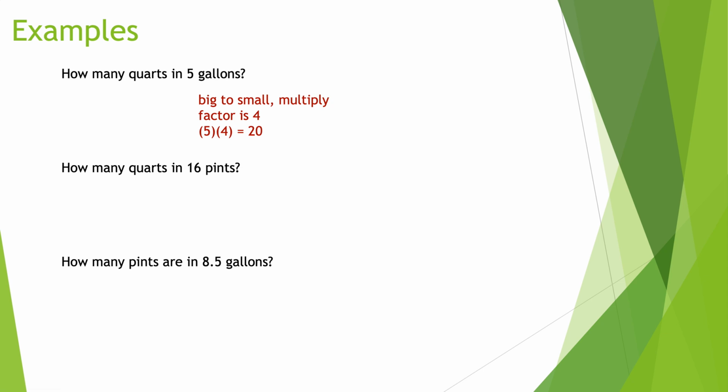Okay, so now I'm going from pints to quarts, and a quart is bigger than a pint. So I'm going from small to big, so I have to divide. The factor is 2, because there are 2 pints in every quart. 16 divided by 2 is 8. So 16 pints is 8 quarts. Next up, how many pints are in 8.5 gallons? And we can't go, well, you might be able to go directly from gallons to pints. I can't. But I can go from gallons to quarts to pints. So it's a multiple step guy.